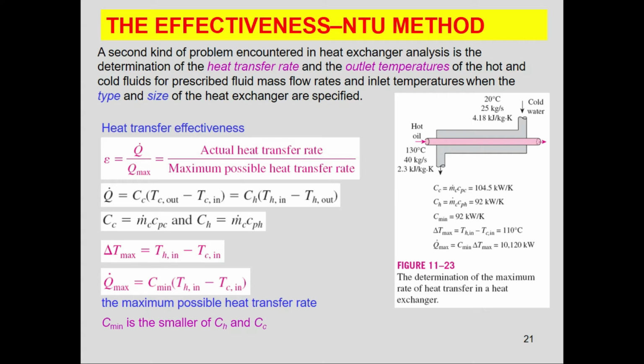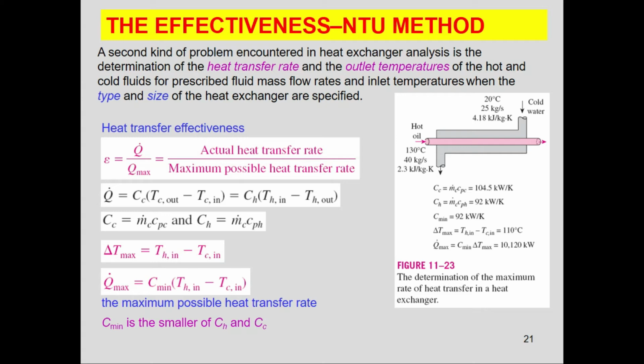So the heat transfer surface area A of the heat exchanger in this case is known. What was not given in the previous method, where you had to determine the surface area A? In this case, you are given the size or the surface area, but what is missing? The missing quantities are the outlet temperatures, right? The outlet temperatures or the heat transfer rates are not given, so you have to determine them.